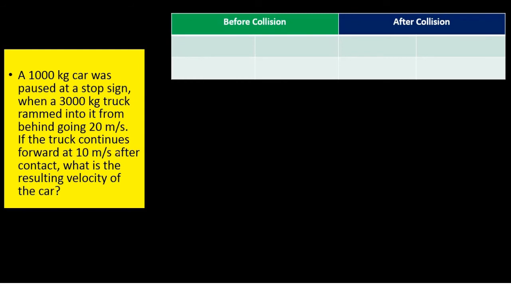Again, first you have to draw this table and then put all the givens. So we have M1, let 1 be for the car. For the car, it has a mass of 1,000 kilogram, and a velocity of 0 meters per second. You might be asking, why is it 0 meters per second? It's because it was paused at a stop sign, so it's at rest.